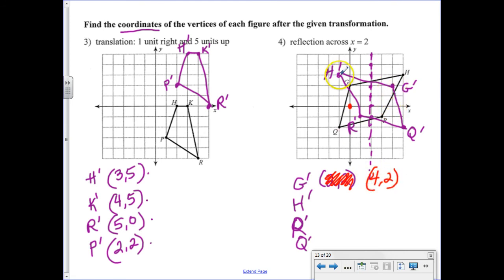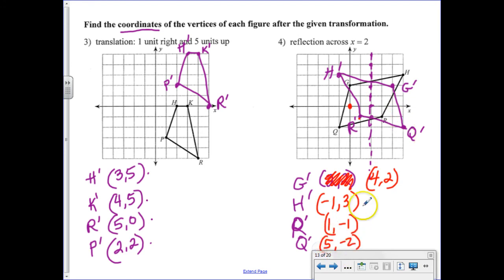Let's get H prime over here. That's at the point negative 1, 3. R prime is this dot right here, and that is at 1, negative 1. And Q prime over here is at 1, 2, 3, 4, 5, and then down 2. So 5, comma, negative 2.